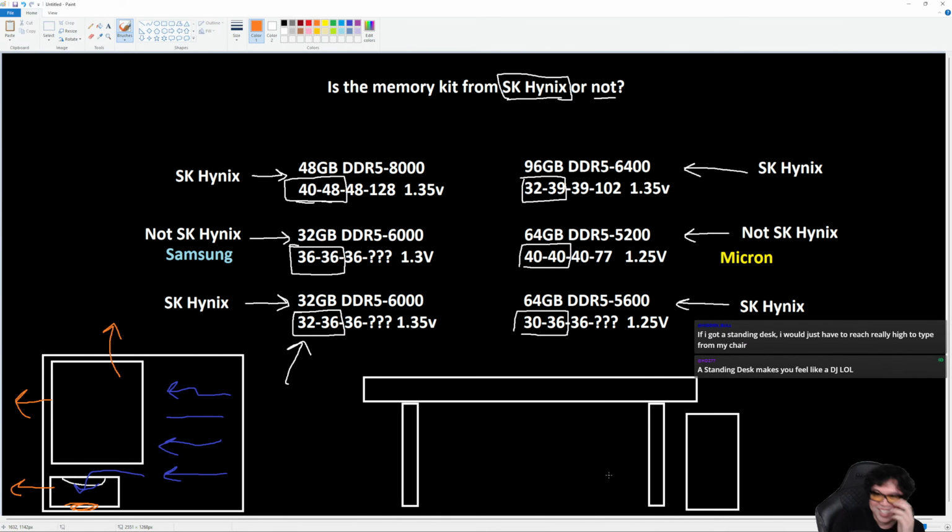If you got a standing desk, you would just reach really high all the time. A standing desk makes you feel like a DJ? What?